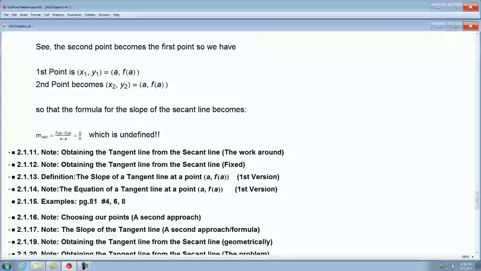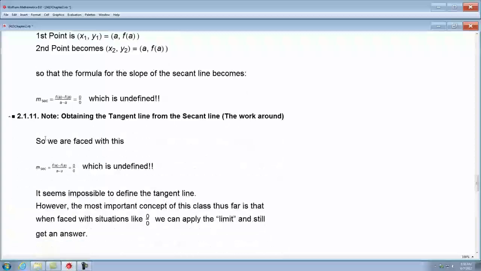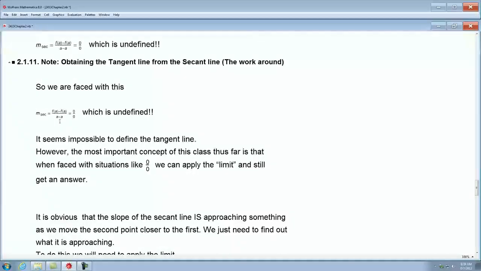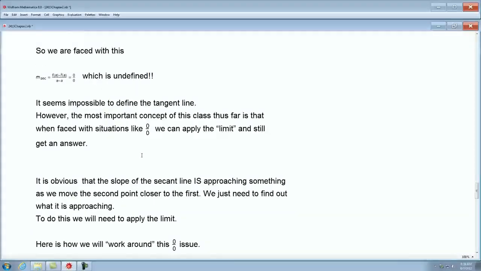So what in the heck are we going to do? Well, that's why this is called calculus, okay? We're going to have a workaround. We're going to have a way to deal with this. We're faced with the idea of 0 over 0, which is undefined. It seems impossible for us to ever be able to get to an answer. But one of the most important concepts that we've had in this class up to this point is the whole idea of the limit. We've seen limits in the past where we got 0 over 0 and we took a limit to try and figure out where it was headed, what it was doing.